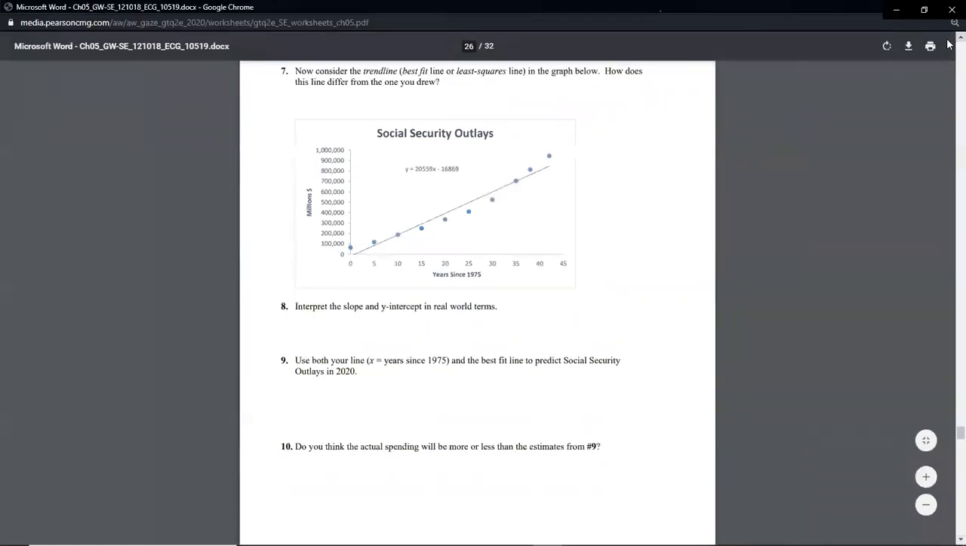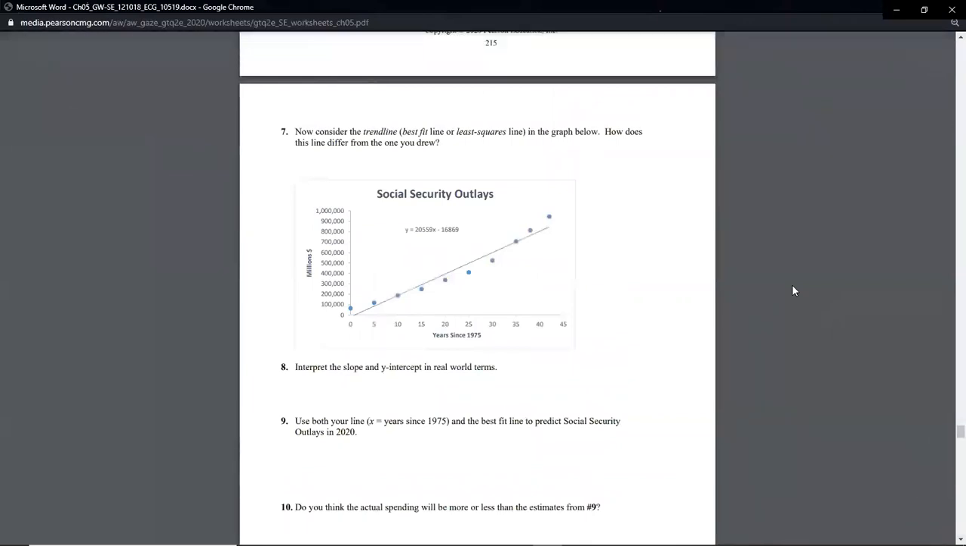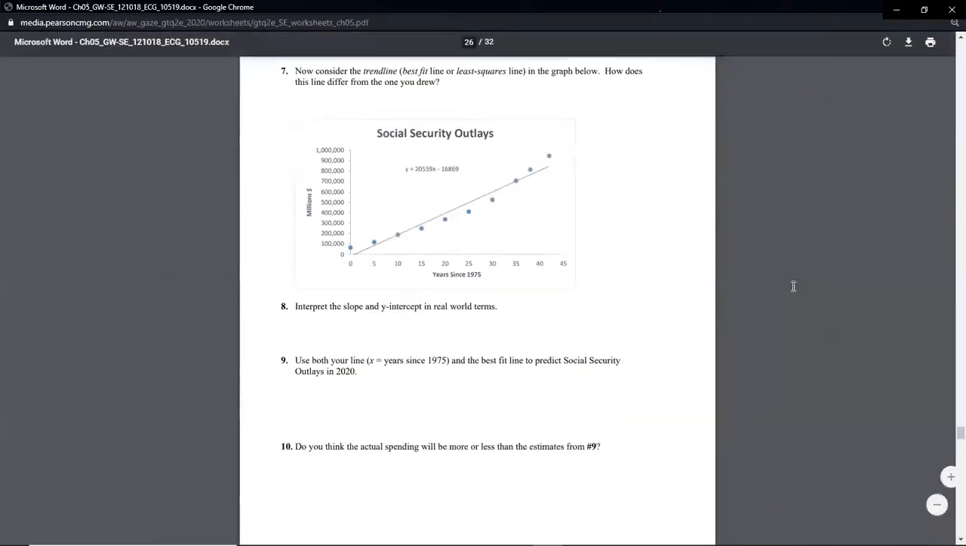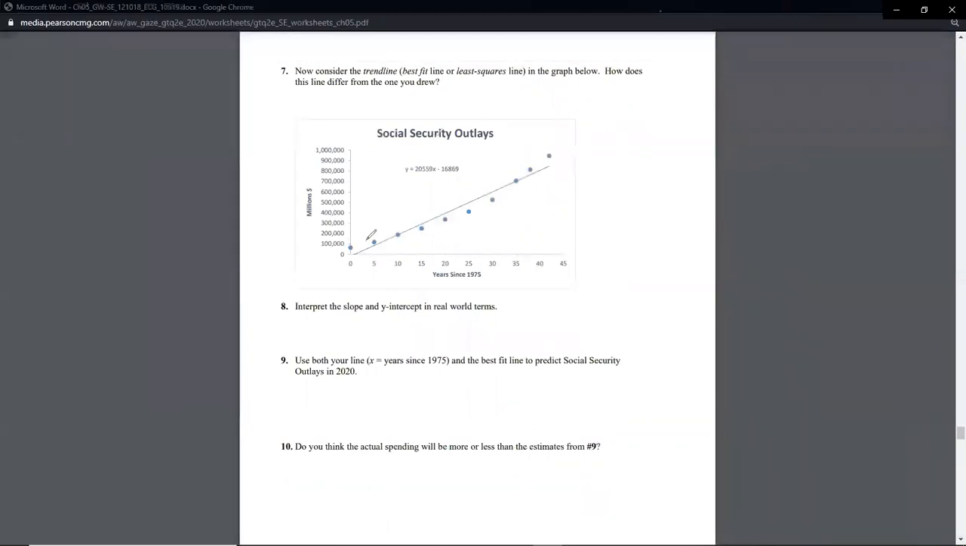Now consider the trend line, the best fit line from the very beginning. In the graph below, how does this line differ from the one you drew? So now consider the trend line, which is right here. Now remember the one we drew, let me just really quickly put it up in black. The one we drew was anchoring the first and the last, and this is not going to look as good because I'm not going to take that time. That was the one we drew.